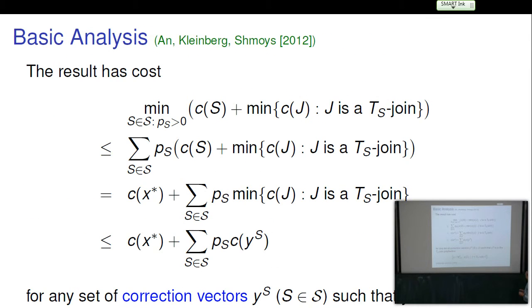Oh, maybe before I should make one remark. As ys, we could, for example, take x star, because x star certainly has this property that x star of the cut is at least 1 for every cut. I mean, that was one property, the connectivity property.